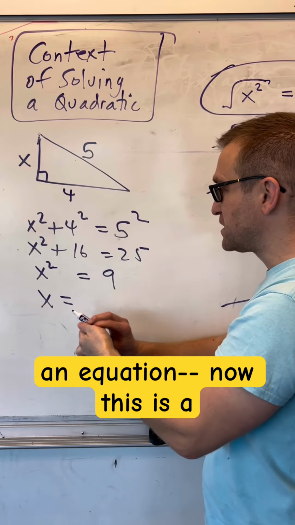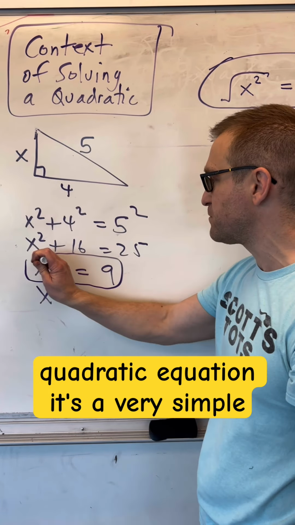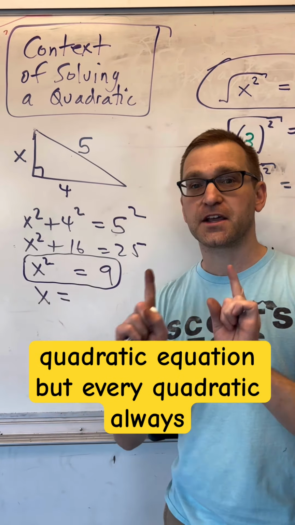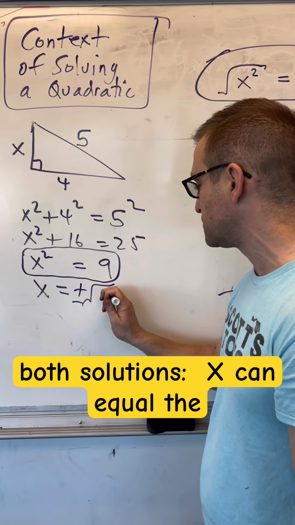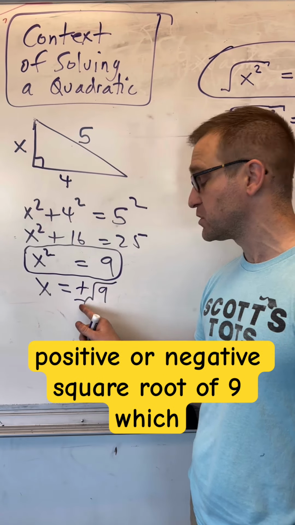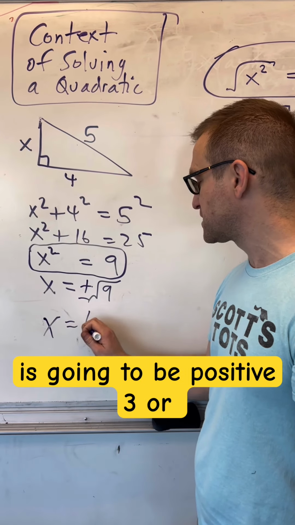And I get an equation now. This is a quadratic equation. It's a very simple quadratic equation, but every quadratic always has two solutions. So here I have to acknowledge the existence of both solutions. X can equal the positive or negative square root of 9, which is going to be positive or negative 3.